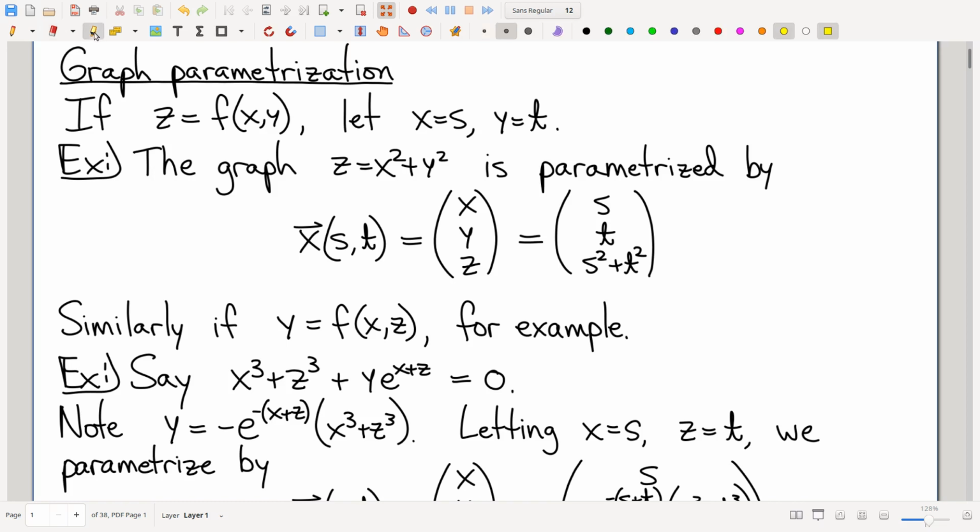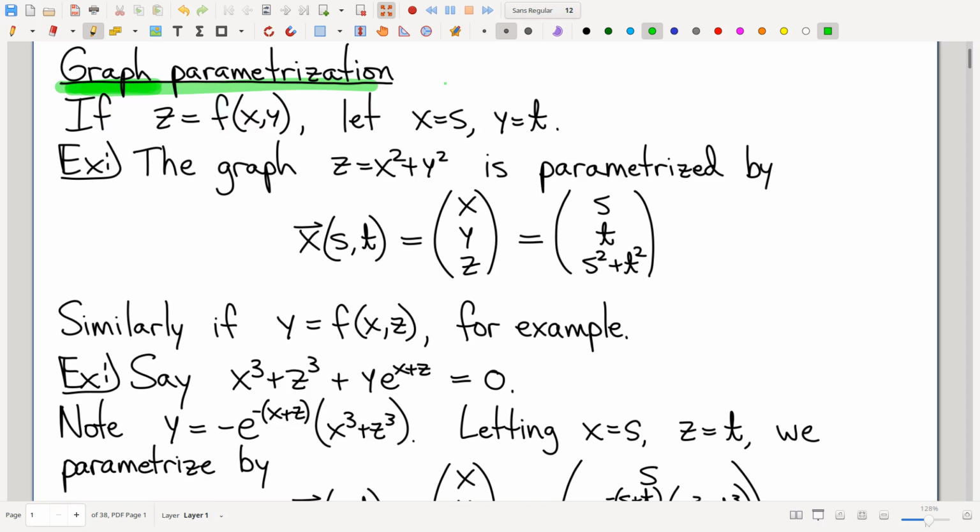Here's my favorite method. It's called the graph parameterization. I hope that rings a bell. We've done graph parameterizations for curves in 2 dimensions. And remember the big trick when you're talking about curves in 2 dimensions, specifically if that curve is a graph, you let the parameter be the input variable. That was the big trick. Let the parameter be the input variable.